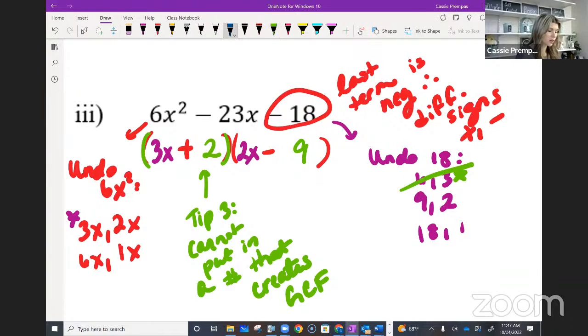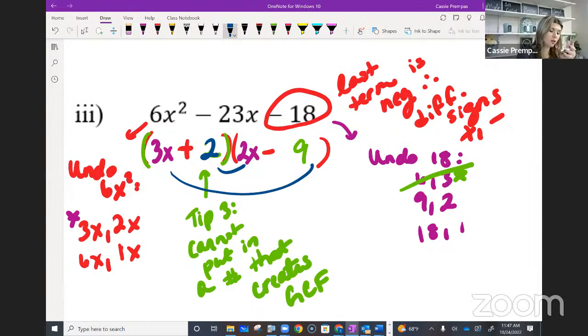Do the times 9 is negative 18, and then you're going to do the outside and the inside. Yeah, we're going to check it in a minute, but I want to make sure everybody got that. Why did we put a 2 in here? Because 6, 3, and 9 share a factor of 3.